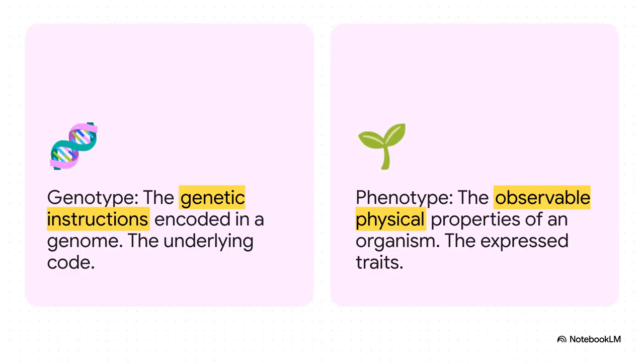First up, a really key distinction. The genotype is the underlying genetic code. It's the ones and zeros, the source code, if you will. The phenotype is what you actually see, the expressed, observable trait, like the plant being tall or the seed being yellow. One is the blueprint, the other is the finished building.